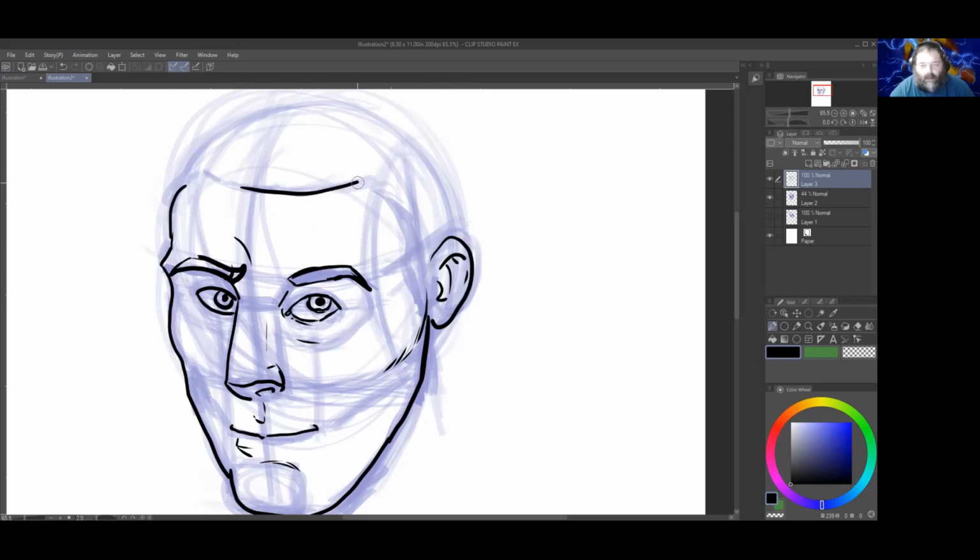I didn't really throw in a fancy haircut. We can do a hair tutorial a different day. Just give him a very short crop, like he's almost buzzed.